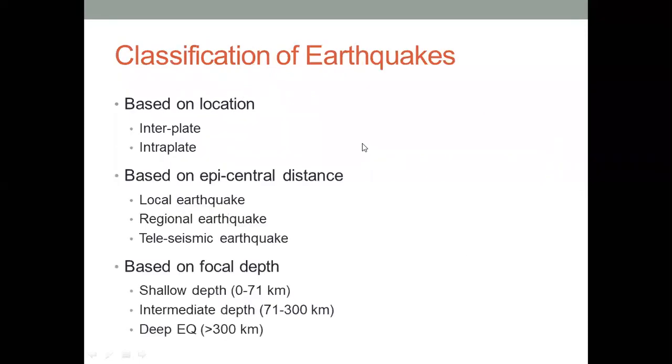And classification of the earthquake is based on location: interplate earthquake, intraplate earthquake; based on epicentral distance: local earthquake, regional and teleseismic earthquake; based on focal depth, that is shallow depth earthquake, intermediate depth. Focal depth is nothing but the distance from ground surface to the focus, that focus point or the hypocenter point. If it is up to 71 kilometer, then it is a shallow depth earthquake. If it is 71 to 300 kilometer, it is an intermediate depth earthquake. And next one, deep earthquake, if it is greater than 300 kilometer.